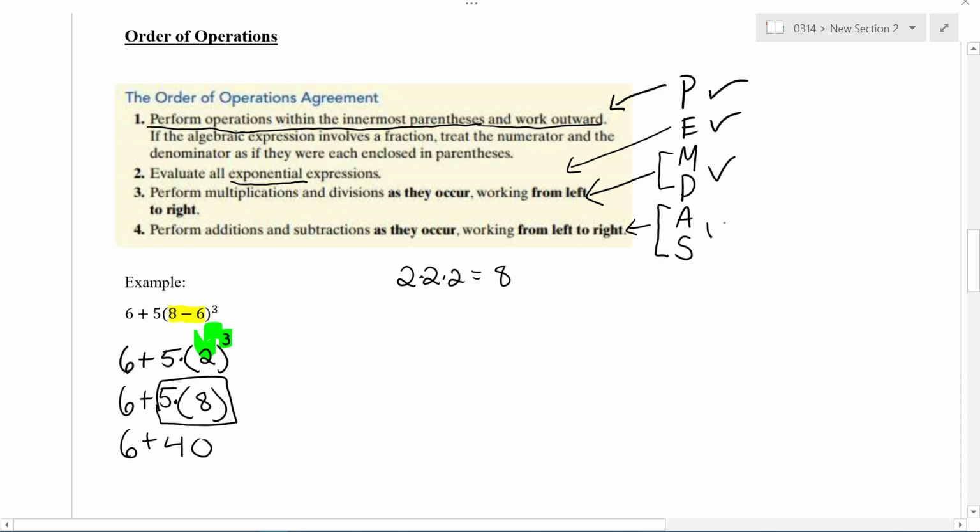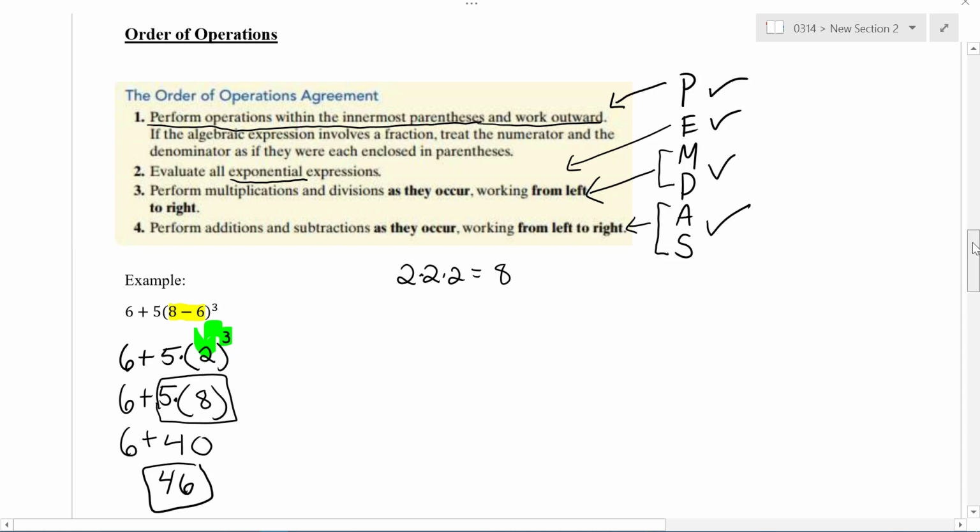The very last thing that I'm allowed to perform is any addition or subtraction that I see from left to right. So what's 6 plus 40? Well, that gives me 46. Right, so order of operations, really important. It's probably one of the most important things that you can take with you to the next math class. Really important that you understand these order of operations. Right, so let's do a couple more examples.